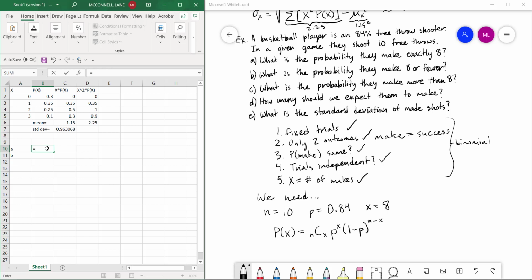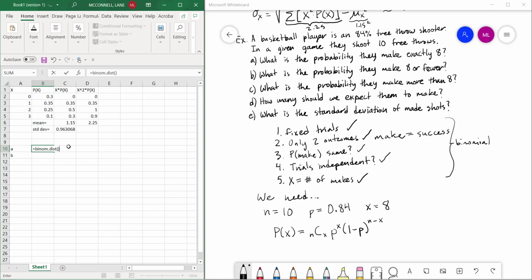I'm going to hit the equal sign to start writing a function. And the function I'm going to write is binomial. As I start to type in binomial, notice it starts to provide a bunch of options. And if we select this one, binom dist, with a period in it, that will work. But so will this other one, binom dist, without the period. It doesn't matter.